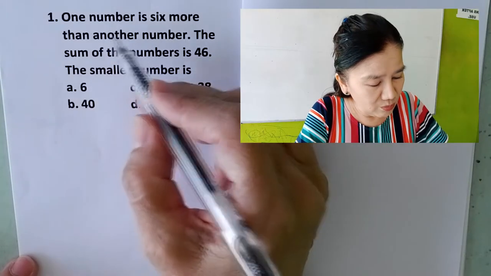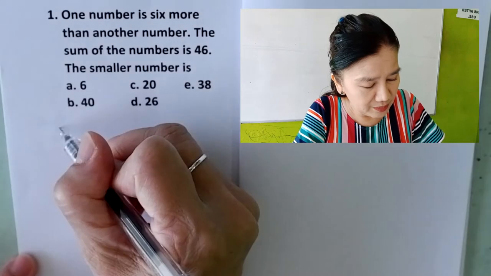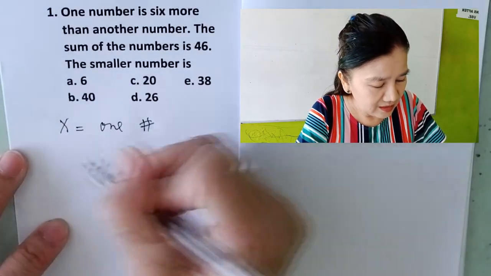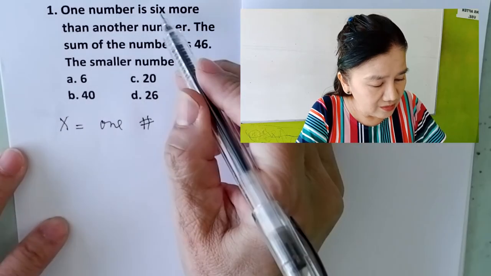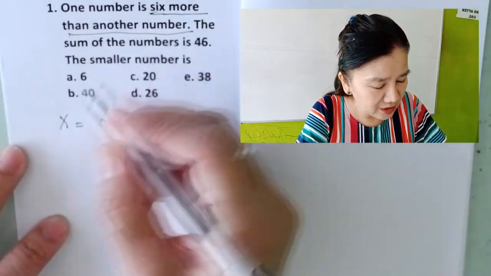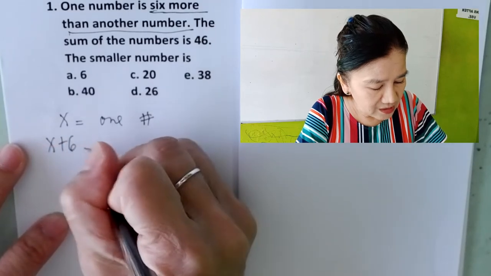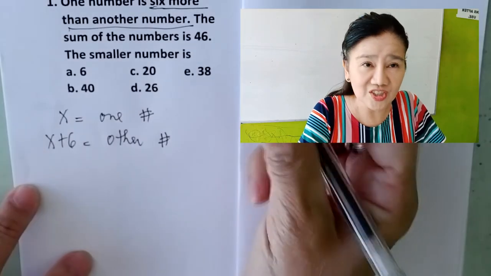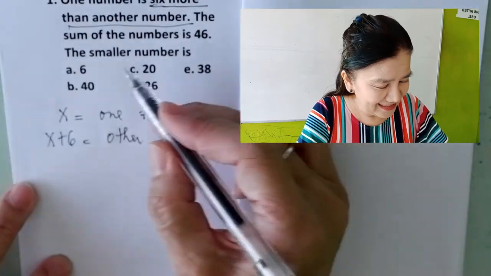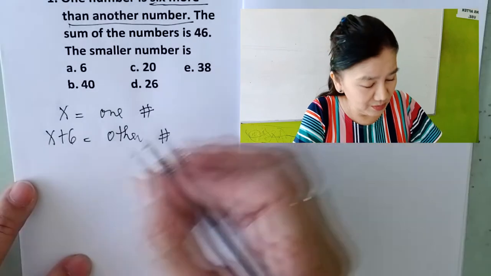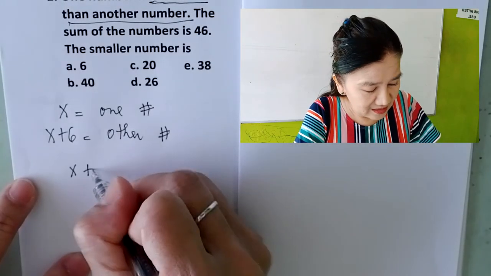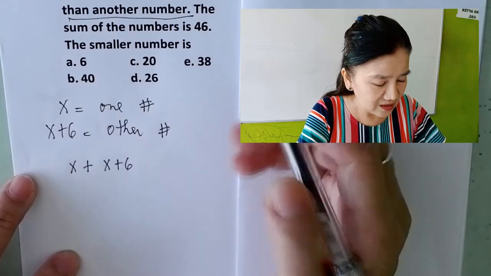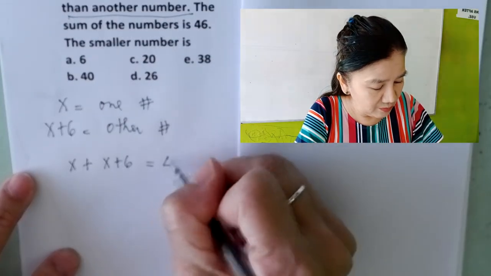So if you say one number is 6 more than another number, you can let X be one number. And then, since the other one is 6 more than the first, X plus 6 will be the other number. The sum of the numbers is 46. That would mean if you add X and X plus 6, that will be equal to 46.